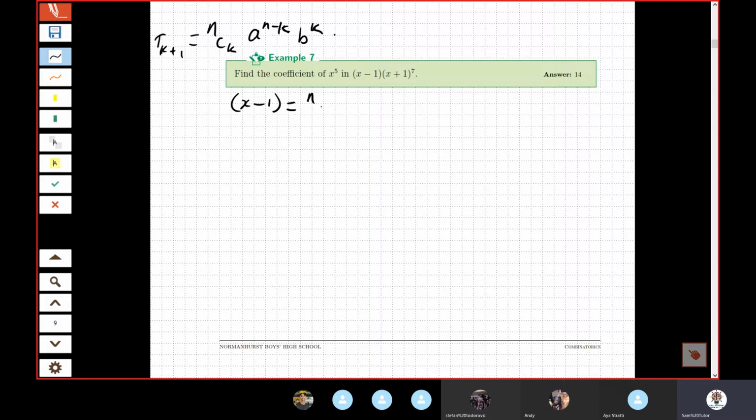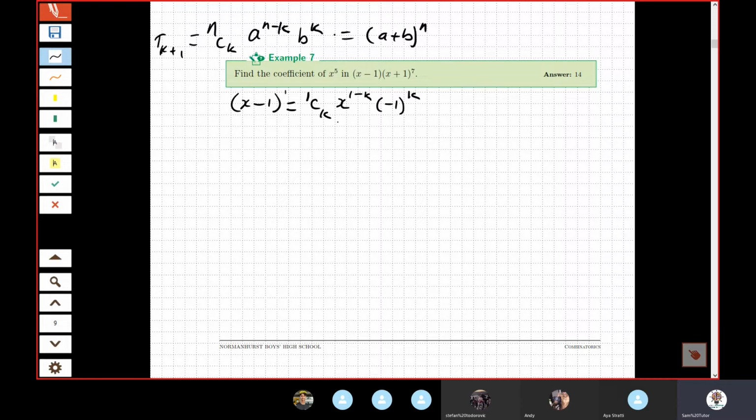I'll say it's n choose k, x to the n, sorry. x minus 1 is x minus 1, but if you wanted to see the expansion of it, there'll be 1 choose k, because there's a 1 there, and then x to the 1 minus k, and then negative 1 to the k. So again, 1, that's your n. Remember, this is for a plus b to the n.